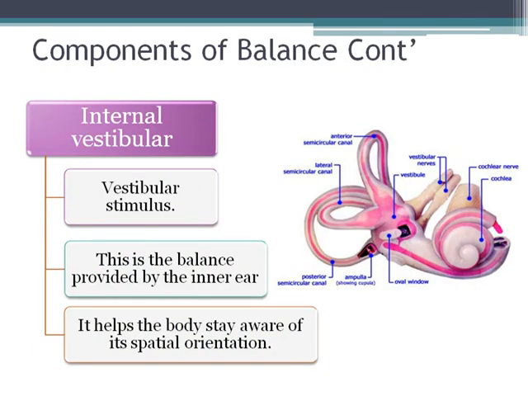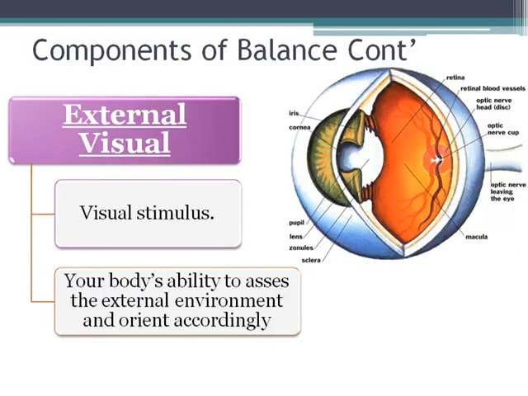Second one is the internal vestibular. So in this, vestibular stimuli are used. So this is the balance provided by the inner ear. It helps the body stay aware of its spatial orientation. Third one is the external visual. In this, visual stimuli are used. So your body's ability to assess the external environment and orient accordingly.